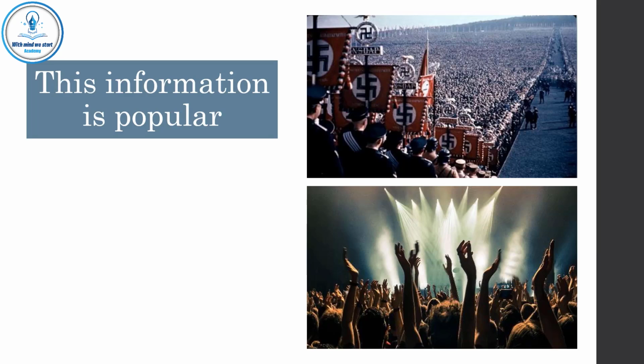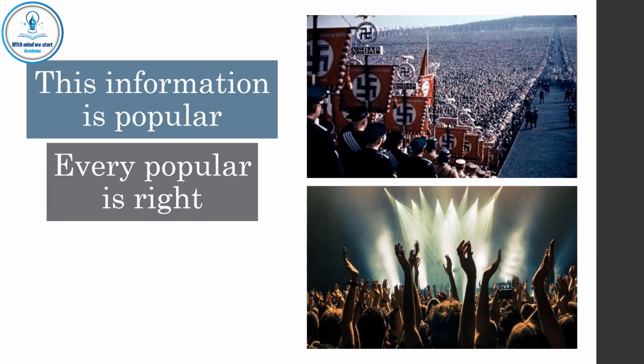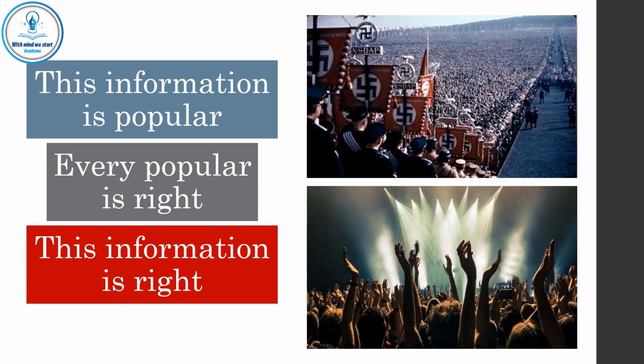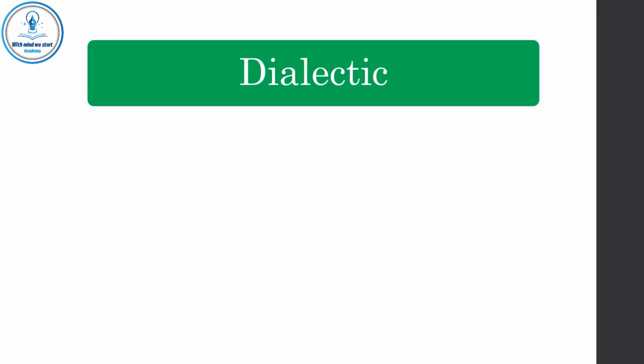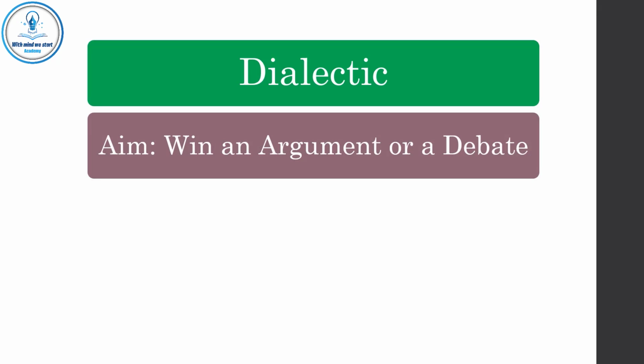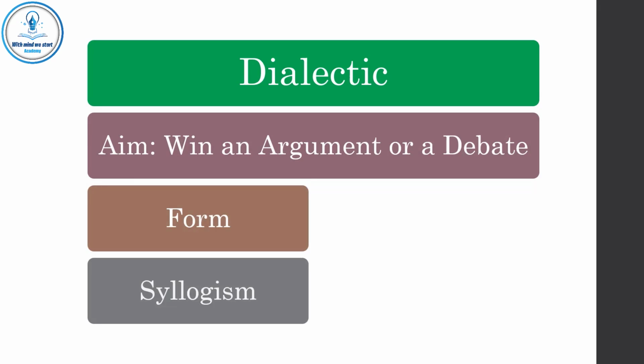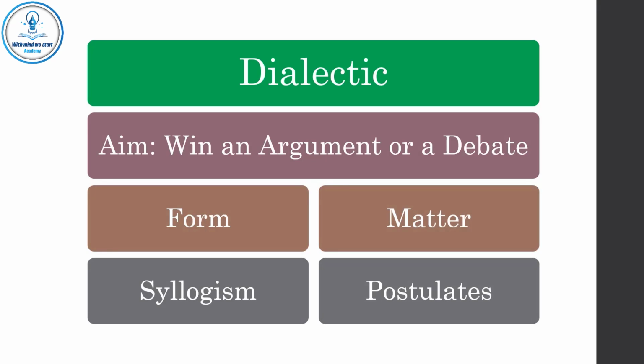Some people think like this. This information is popular, every popular is right, so this information is right. Of course, this is not accurate. Popular information, popular people, popular data, popular beliefs are not always right. This is very important. So, dialectic is a type of evidence that aims to win an argument or a debate. Its form is a syllogism. Its matter is the postulates of the opponent, which also includes famous data, famous information, or famous beliefs that the opponent accepts.